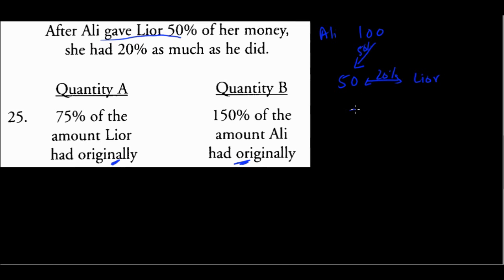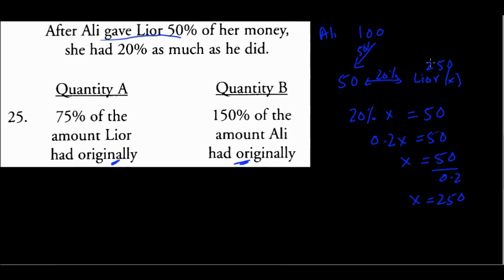Okay, so basically what you're trying to find is 20% of what number. Let's say that number is X, that's the amount that Lior has, is 50. So solving this, 20% I can write as 0.2x equals 50, and dividing by 0.2 on both sides, I get 50 over 0.2 on the right side, and this comes out to be 250. So Lior had 250 after Ali gave her 50% to Lior. Okay, so that means Lior must have started with 200, since 50 of this came from Ali. So starting off, Lior had 200, Ali had 100.